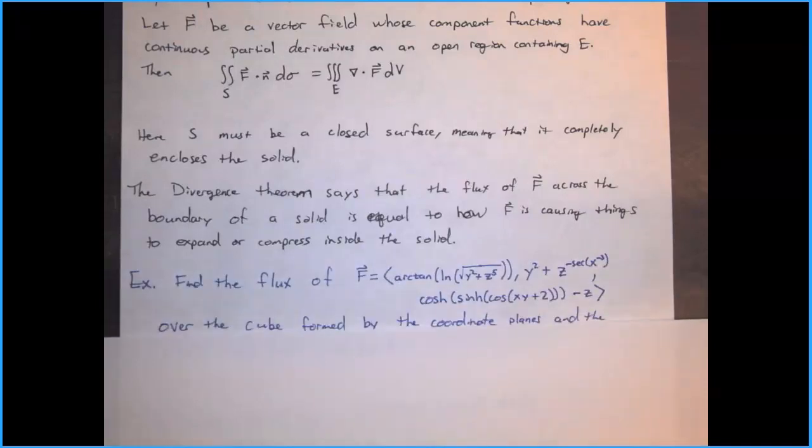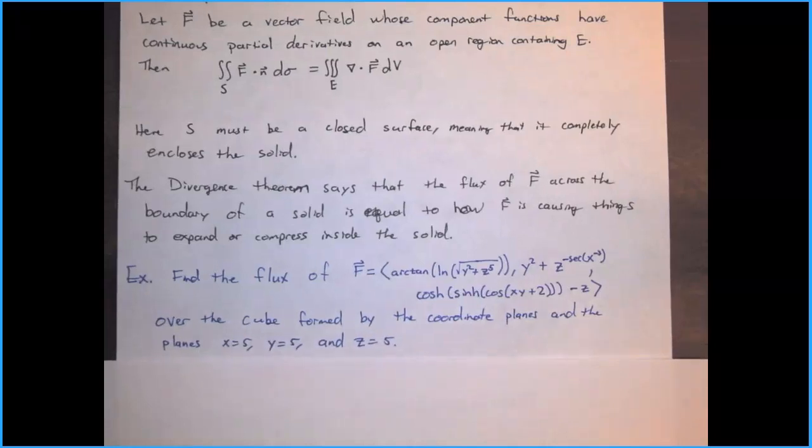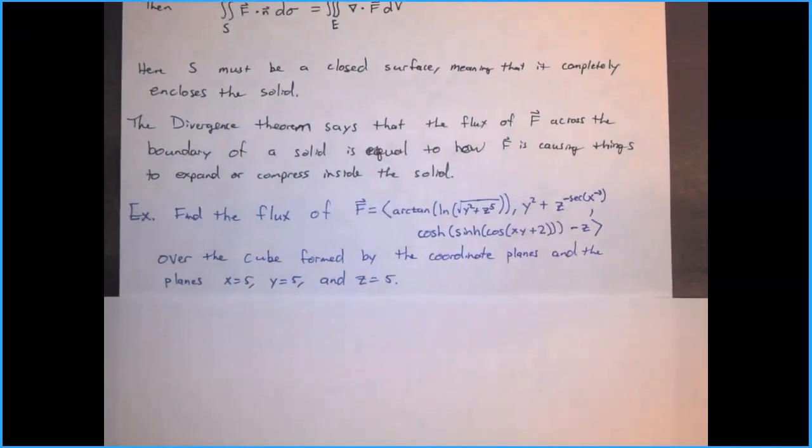Let's take a look at an example. Find the flux of this vector field: arctangent of the natural log of the square root of y squared plus z to the fifth as a first component. The second component is y squared plus z to the negative secant of x to the negative third. And the third component is hyperbolic cosine of hyperbolic sine of cosine of xy plus 2, all of that minus z. So I want to find the flux of this vector field over the cube formed by the coordinate planes and the planes x equals 5, y equals 5, and z equals 5.